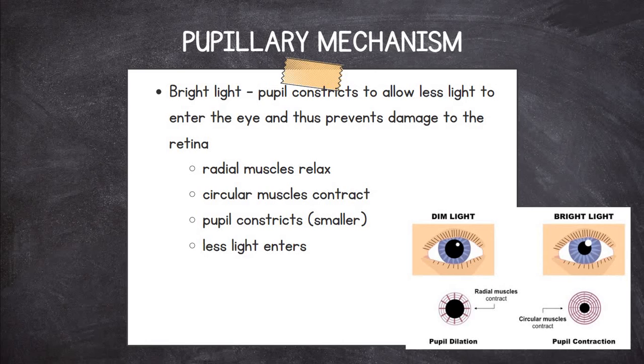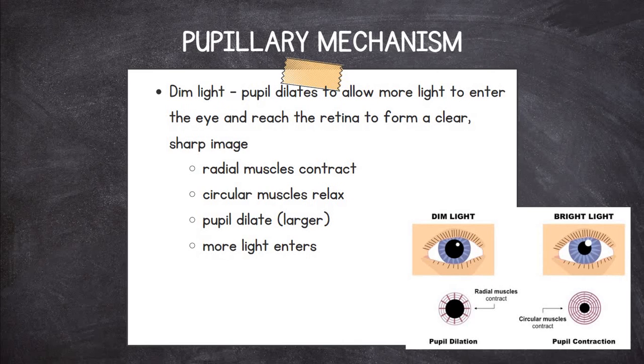So number one, the radial muscles relax. Number two, the circular muscles contract, and this constricts the pupil and makes it smaller, and then less light is able to enter. However, if we are in dim light, the opposite happens. The pupil will dilate to allow more light to enter, and then more light will be able to reach the retina in order to form a clear, sharp image.